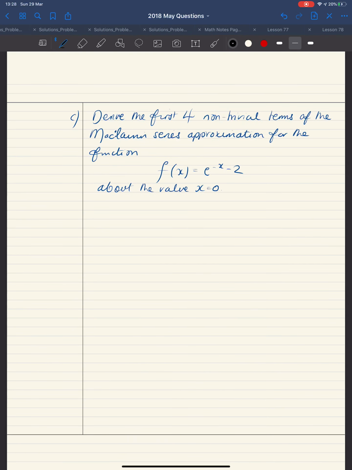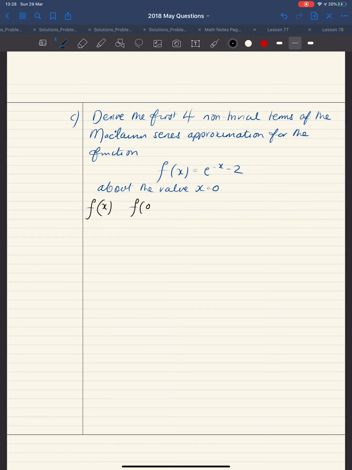Okay, part C. Derive the first 4 non-trivial terms of the Maclaurin series approximation for the function f of x equals e to the minus x minus 2 about the value x is 0. Right, the Maclaurin expansion about x is 0. f of x is approximately equal to f of 0. Let's put exactly equals to for now.